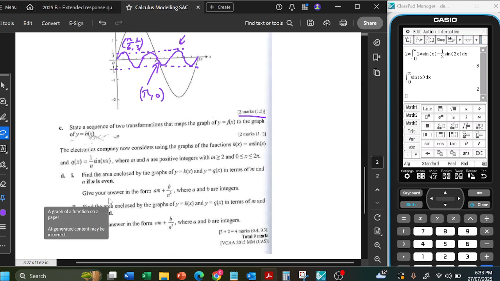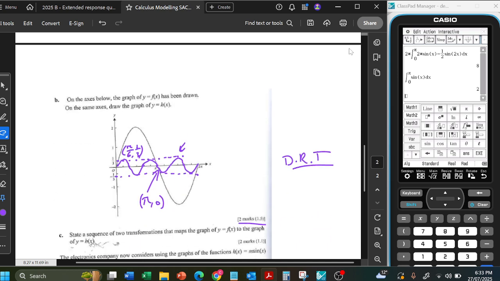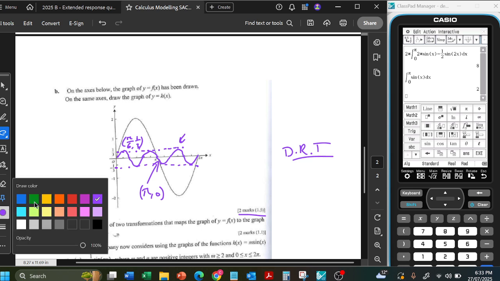Okay, next, state a sequence of 2 transformations that maps the graph of y equals f(x) to the graph of y equals h(x). So generally when we're listing transformations, we should list them in the order DRT. So in other words, dilations, then reflections, then translations. In this case, we've actually just got 2 dilations taking place. One of them's with respect to the x-axis, one of them is with respect to the y-axis.